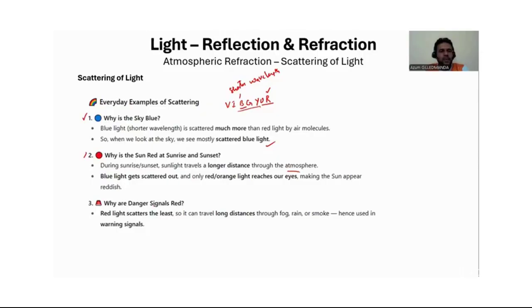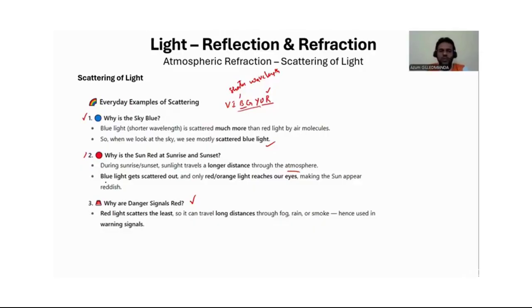Then, why are the danger signals red? Wherever we see signals, they are red in color, and also green. So why do we use that? Red light scatters the least, so it can be seen from a long distance, like how we see sunrise and sunset in a red color, because red scatters very little. So you can see that from a very long distance. If I keep a blue light, blue light scatters easily and you cannot see it from a very long distance.